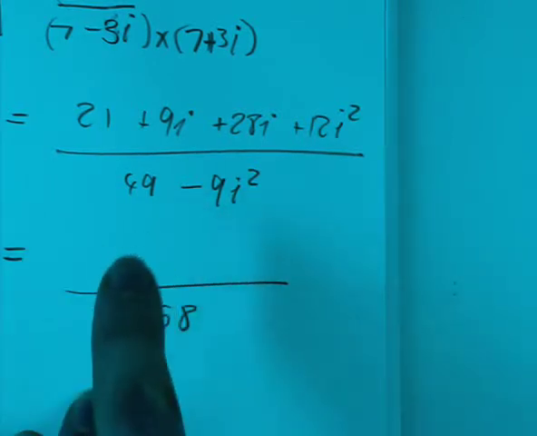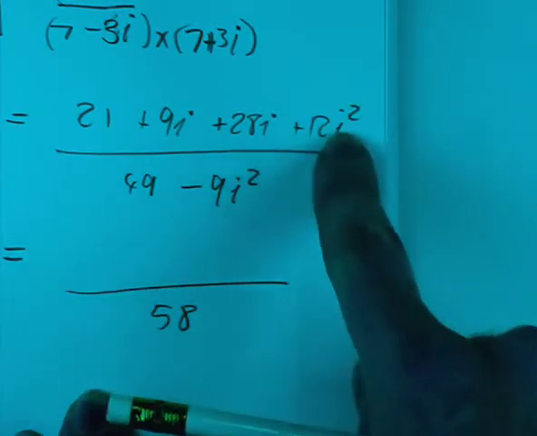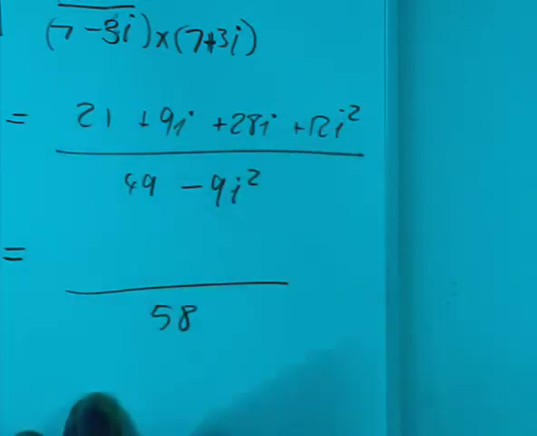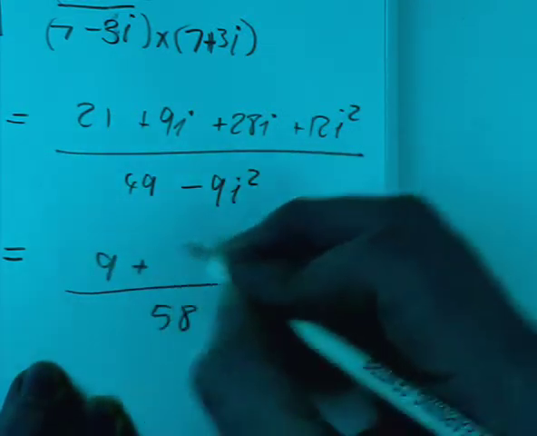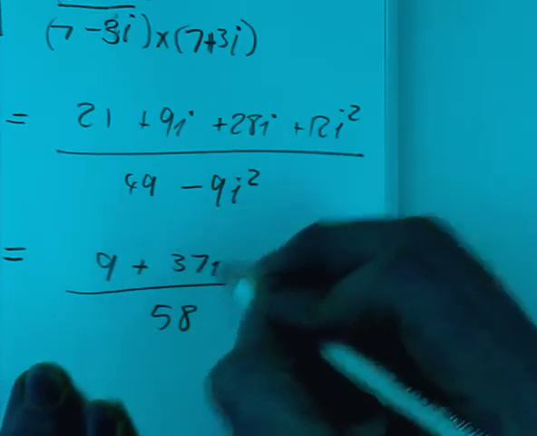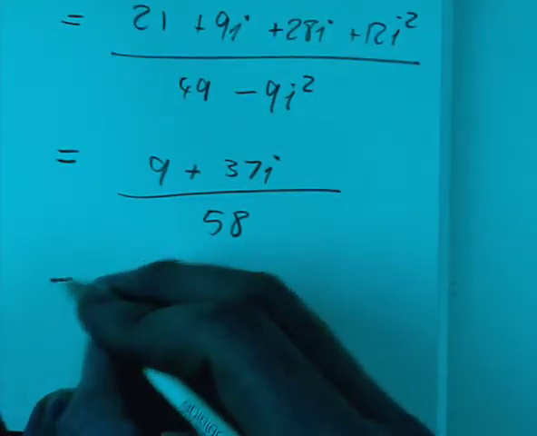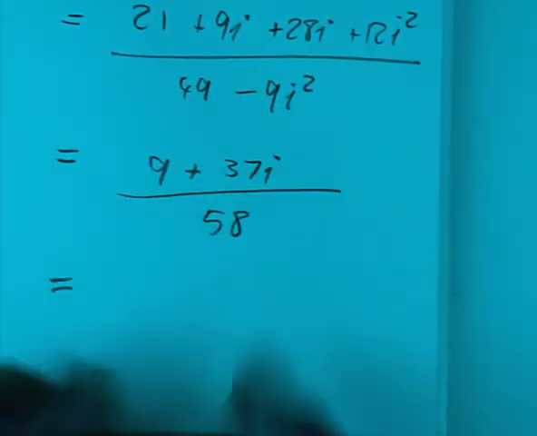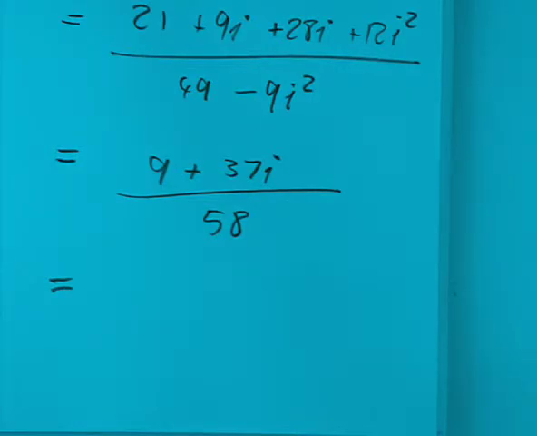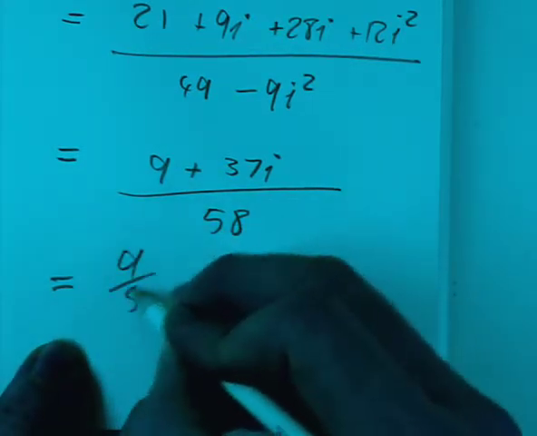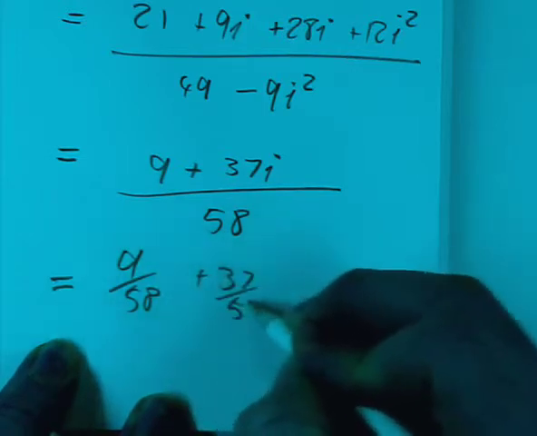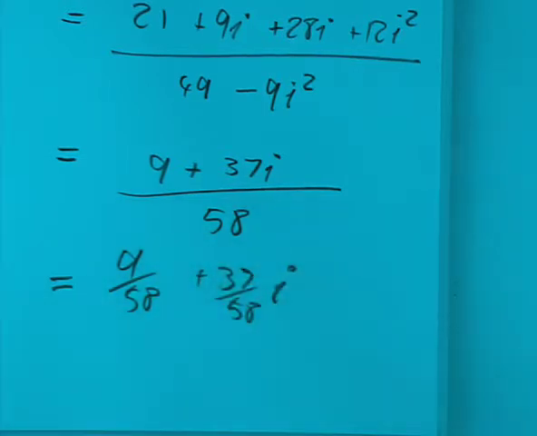And the top is, well, i squared is minus 1 as well, so I've got 21 minus 12, which is 9. So 9 plus 37i on 28. And to be completely rigorous, I can divide each of these by 58 separately, because that's how division works. You can expand it out over plus. If I really wanted to write it in Cartesian form, where I have to have something plus something i, that's what I would do. So that's not that hard, right? But it takes a while.